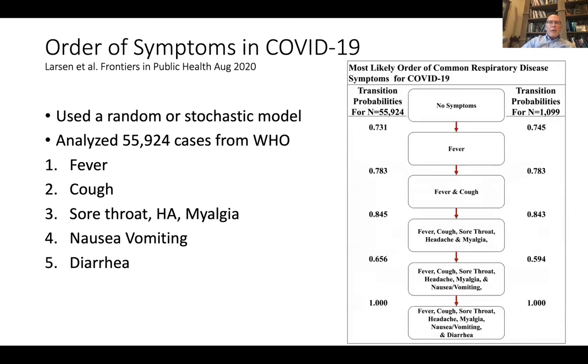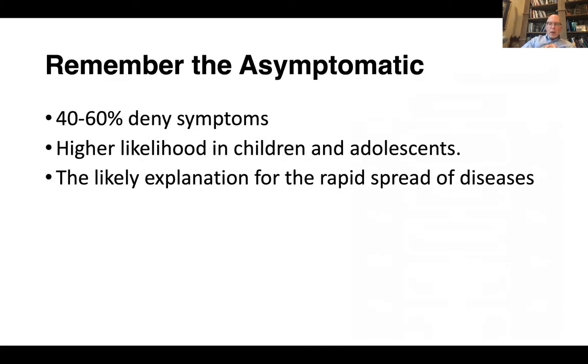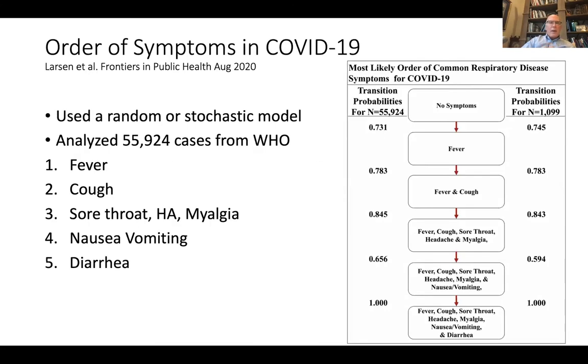The other very interesting study from the WHO, studying 55,000 patients, found that in the majority of cases, the first symptom is fever. The second symptom that comes on is cough. Third, sore throat, headache, muscle aches. Fourth, nausea and vomiting. And finally, diarrhea. And I must say, in my experience, almost every patient that I have, if I ask carefully, the first symptom they note, and the first thing that they do, is check their temperature. They do first develop a fever.